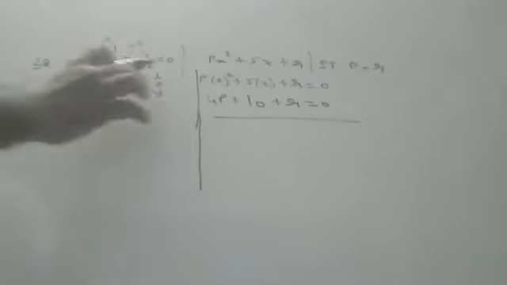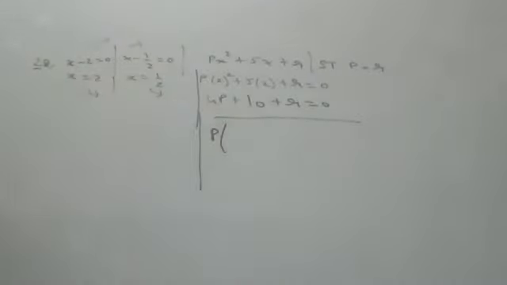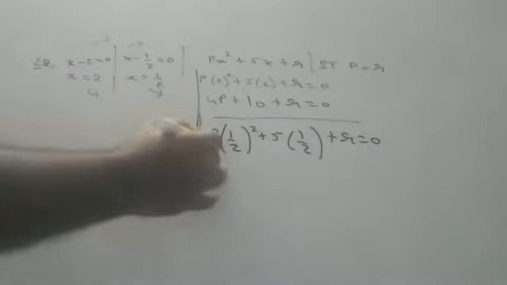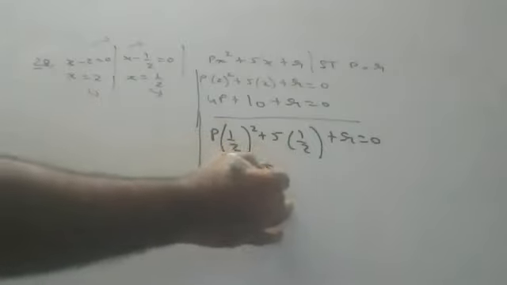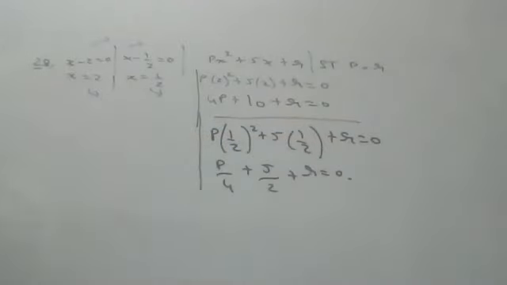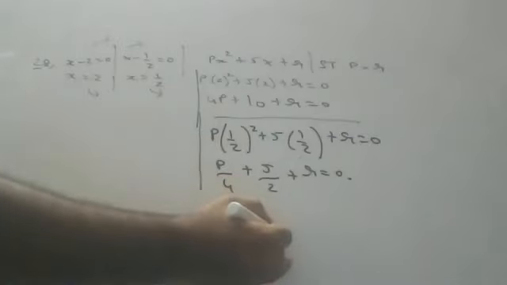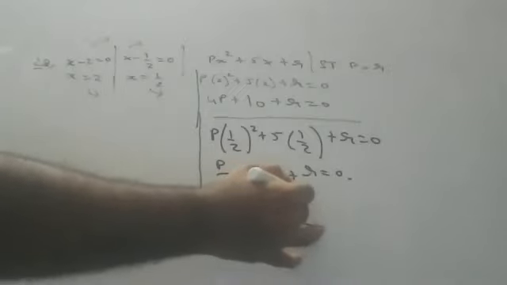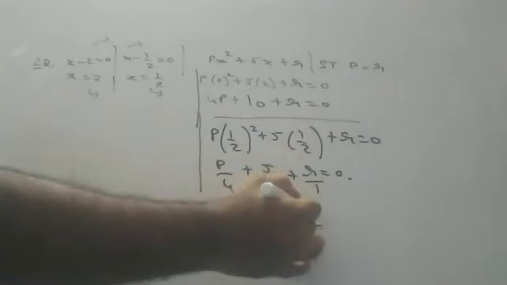Okay. So once I am substituting 1 by 2, please see here, children. Substitute 1 by 2: p into 1 by 2 whole square plus 5 into 1 by 2 plus r is equal to 0. Now this is p by 4 plus 5 by 2 plus r is equal to 0. Try to understand, children. Take 4 as the LCM: 4 ones are 4, p; 2 twos are 4; 2 fives are 10; plus 4 ones are 4, 4r is equal to 0.